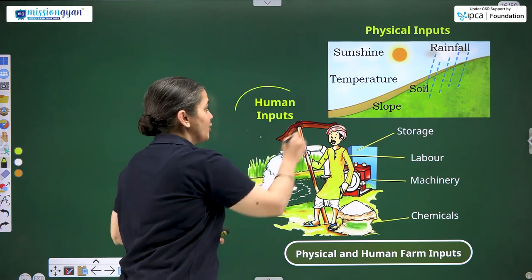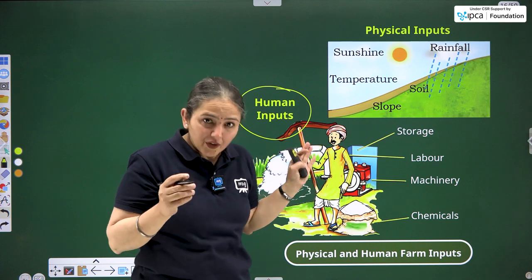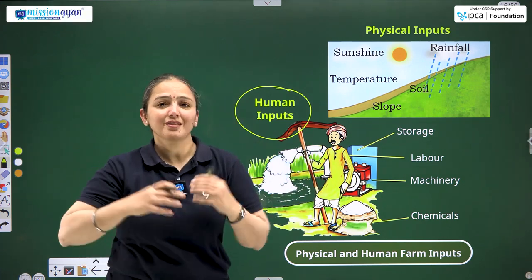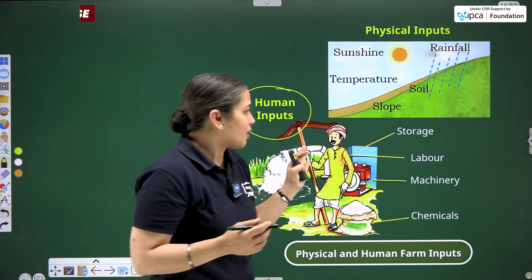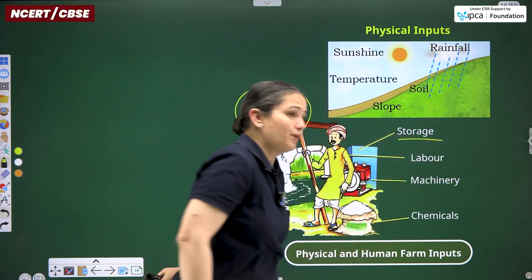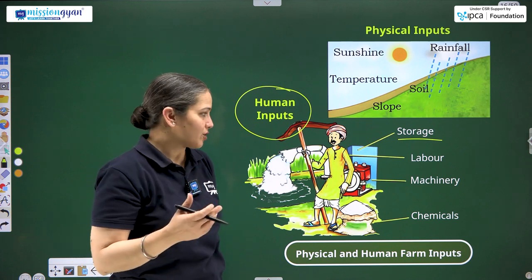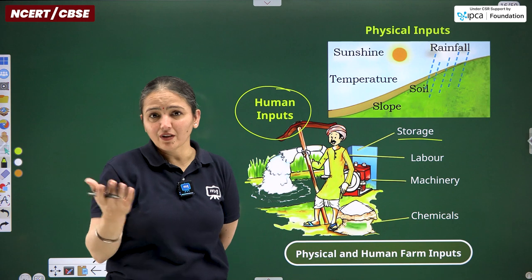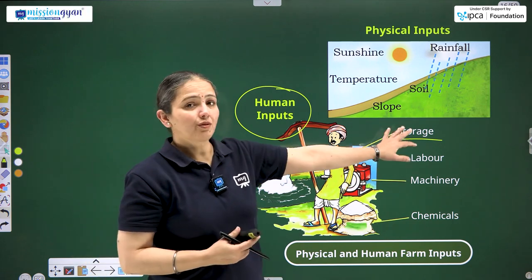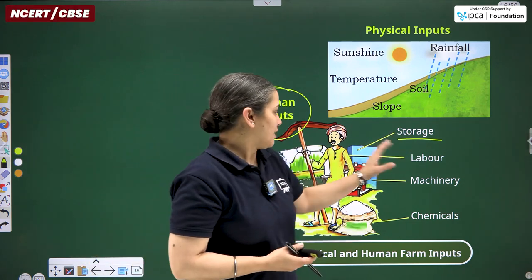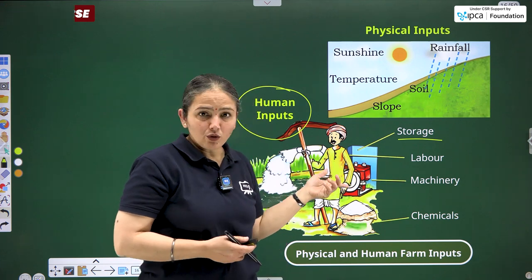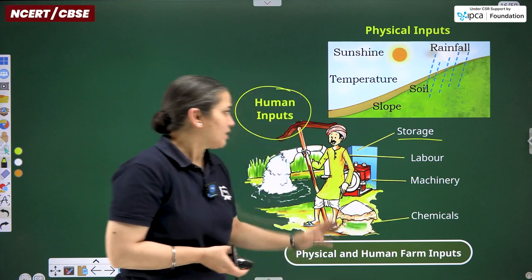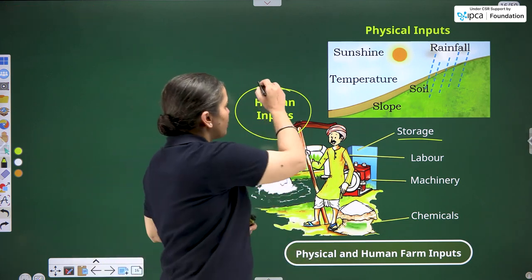Now talking about the human inputs, of course, the human plays a vital role, because he is himself an input. Along with that, storage. Surplus crop can be stored for the future, or it can't be sold at the very moment because of not having good prices in the market. So we can store it for a while and sell it afterwards. Then the human plays the role of labor itself. Humans use machineries, humans use chemicals. So this is entirely about the input part.